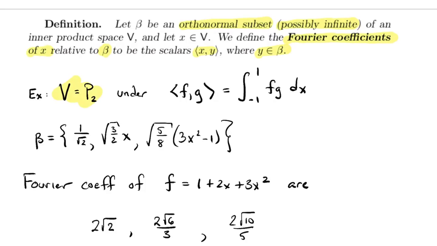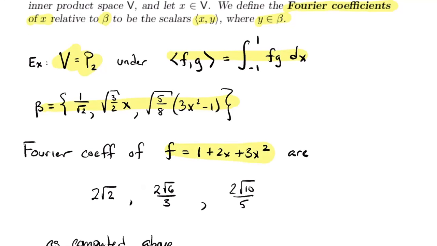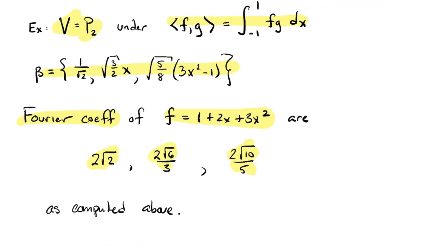So above, when we worked out an orthonormal basis for P2 under that inner product integrating from -1 to 1, we got those first three Legendre polynomials. Okay. So if I wanted the Fourier coefficients of, say, this polynomial 1 plus 2x plus 3x squared, that's what we worked out above. We took those inner products and got root 2, root 2, 2 root 6 over 3, 2 root 10 over 5. So those by definition are the Fourier coefficients of f in that orthonormal set. We computed that above.